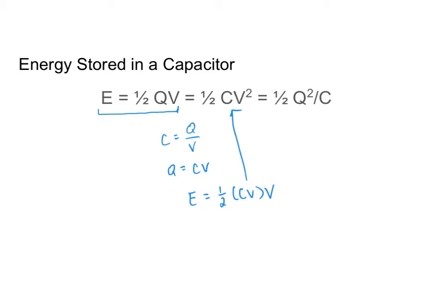I can do the exact same thing if I'm trying to replace my voltage instead of my charge. I just wanted to make sure you guys were aware that all three of these forms of this equation mean the same thing, and I wanted you guys to know how to derive these three forms of the equation.